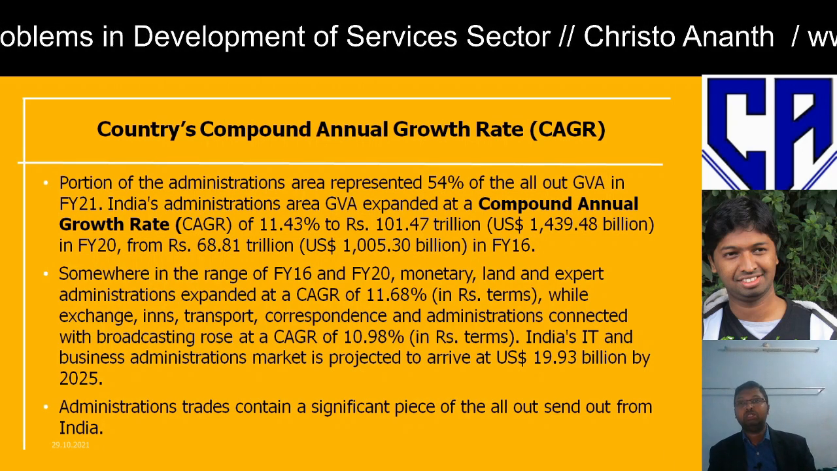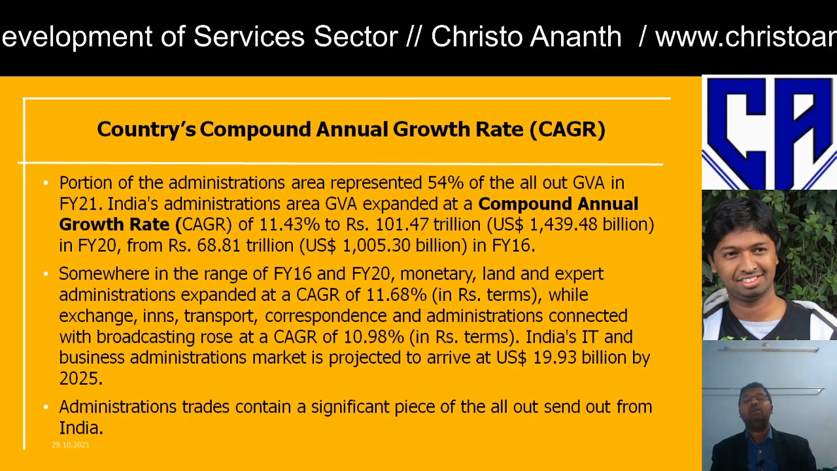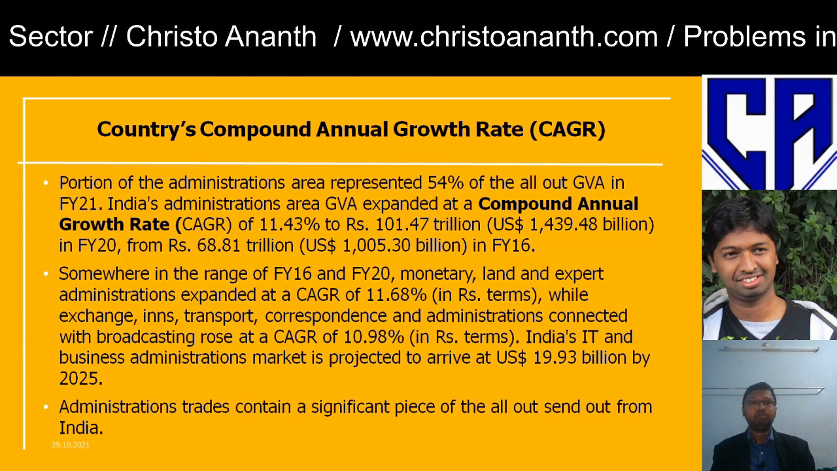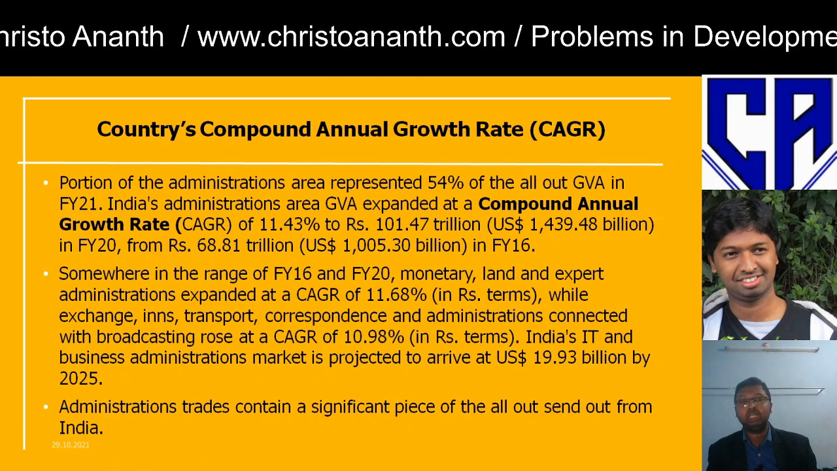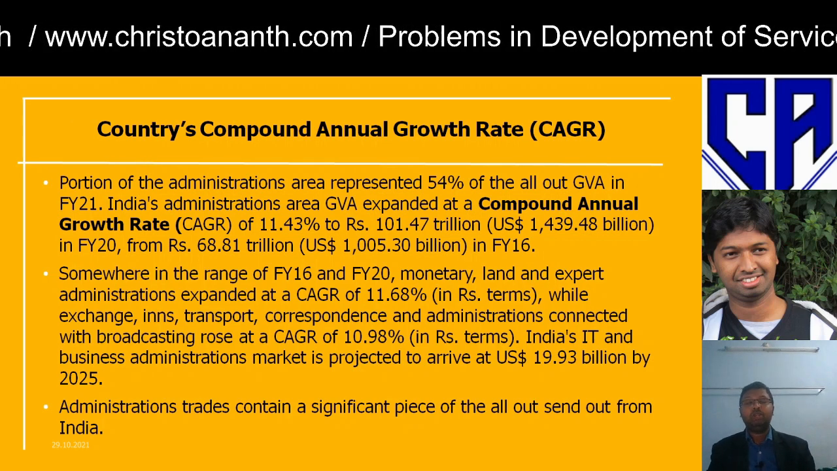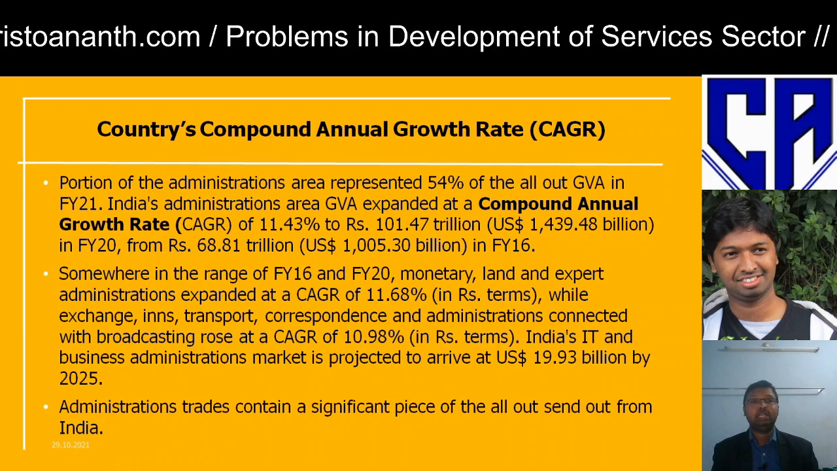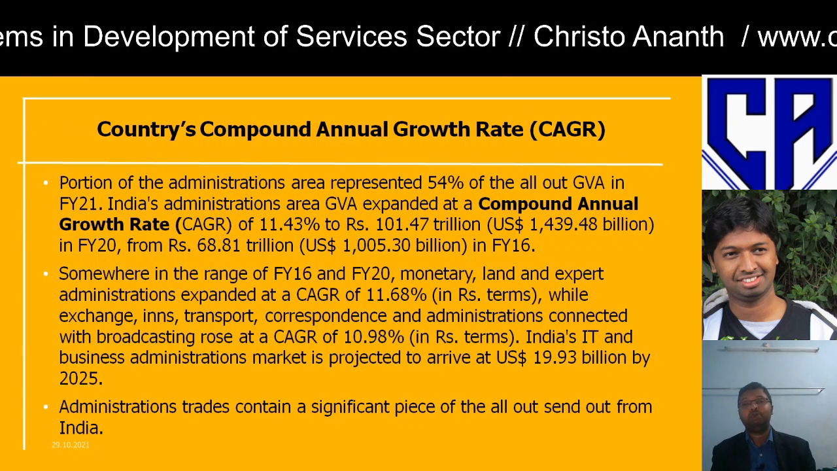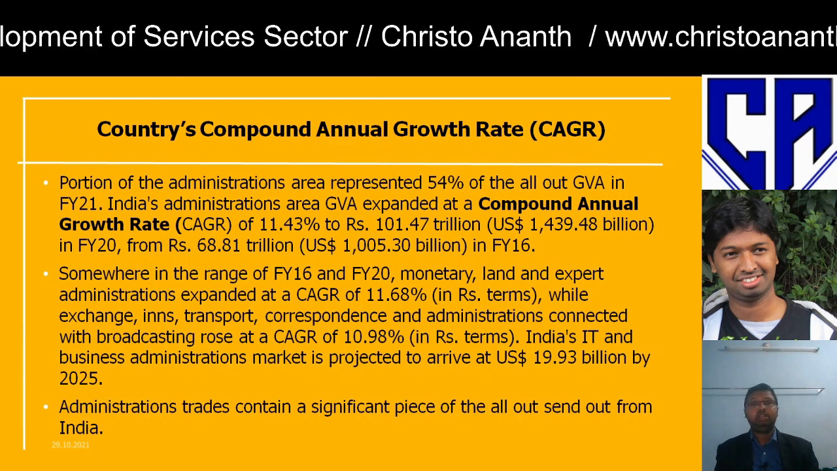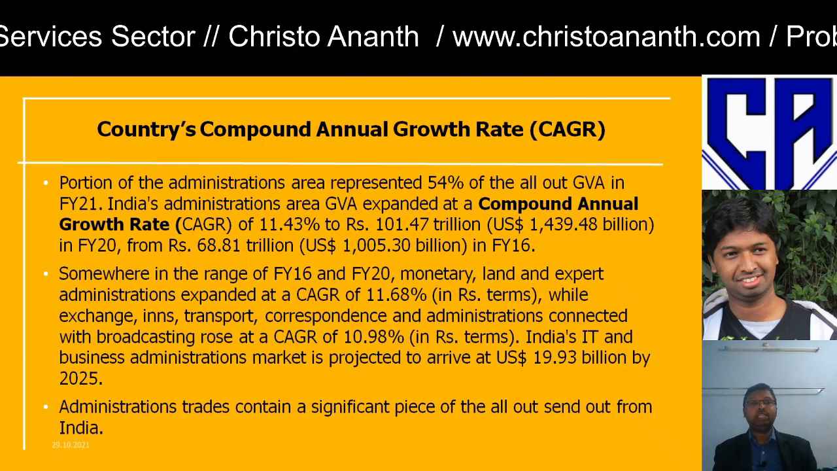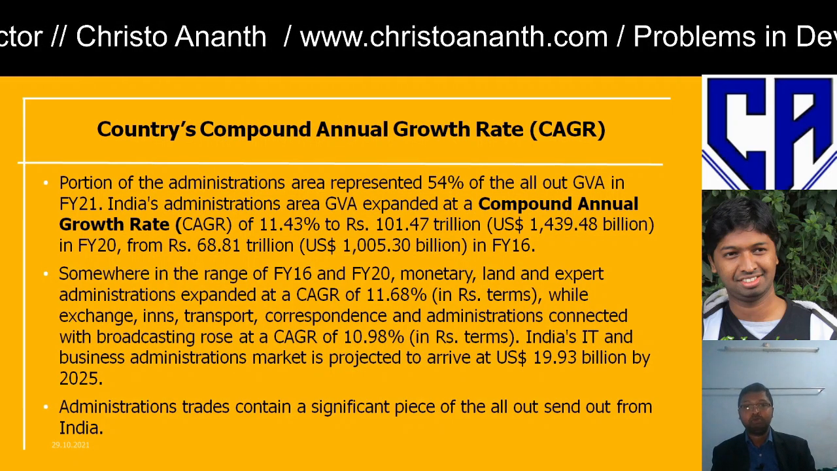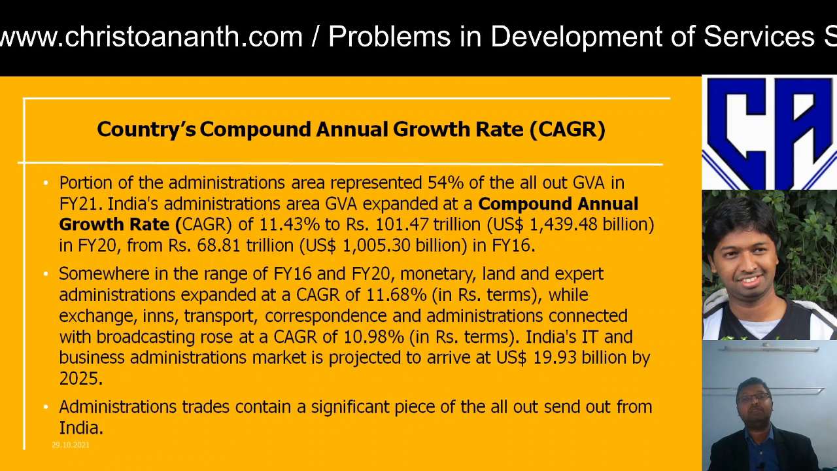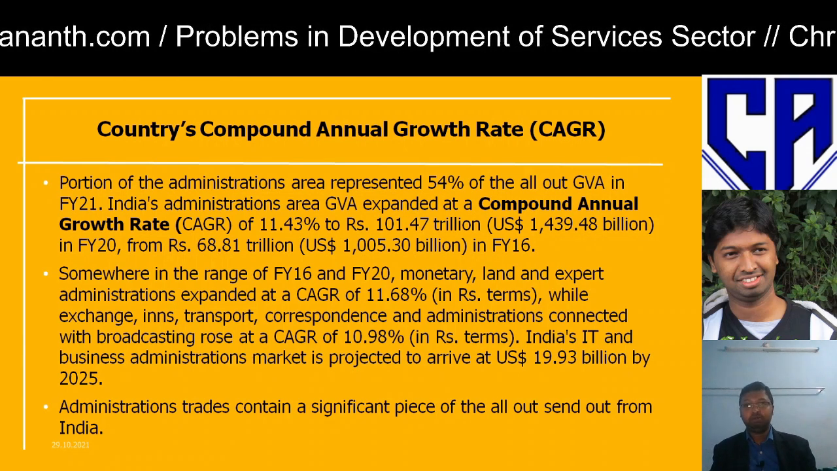It was $1,439.48 billion in financial year 20. If you compare financial year 16 and financial year 20, the financial, real estate and professional services expanded at a CAGR of 11.68% in Indian rupees, whereas trade, hotels, transport, communication and services related to broadcasting are connected with a CAGR of 10.98% in Indian rupees.